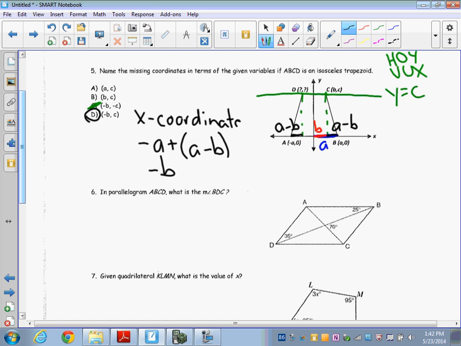C. One other way that you could do this is you could say that this looks like it's a line of symmetry, which it is. So it would have to be negative B, C.